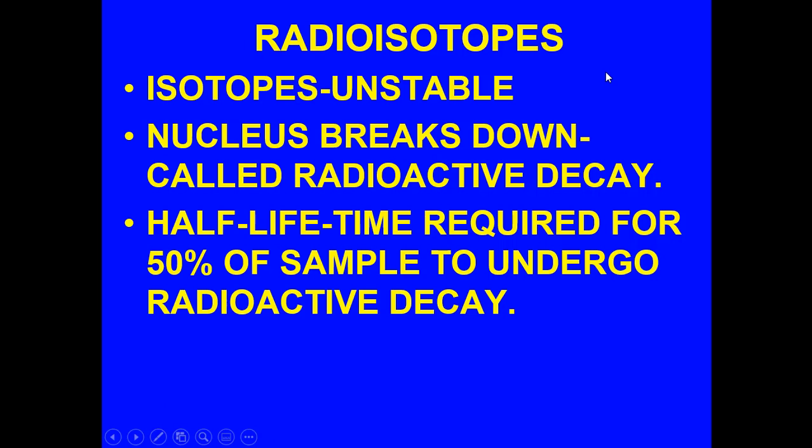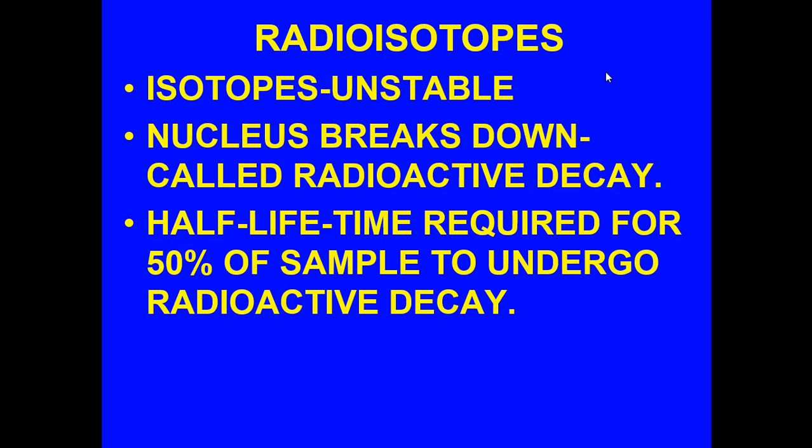Now, radioisotopes. These are isotopes that are unstable. Now, if you go back to tritium, by the way, I've worked a little bit with tritium. Tritium is a hydrogen isotope that is unstable, which means that roughly every 12.5 years, your sample of tritium will break down. What do I mean by that? The nucleus breaks down, and this is called radioactive decay.